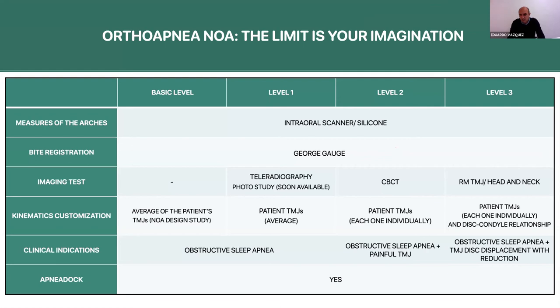Now, in the event that the patient has painful clicking in the joint, has painful disc displacement with reduction, in this case, we think that you should go to level three and use a variant of the NOA that is called the NOA TMJ. And in this case, we can also provide an MRI protocol in order to find the best disc condyle relationship for the patient. So we know that with protrusion we want to treat the patient, but we also want to know in which degree of protrusion will be more favorable for the disc condyle relationship. So only sleep apnea problems, basic level or level one; temporomandibular joint discomfort and sleep apnea, level two; and painful clicking, disc displacement with reduction and sleep apnea problems, then level three.